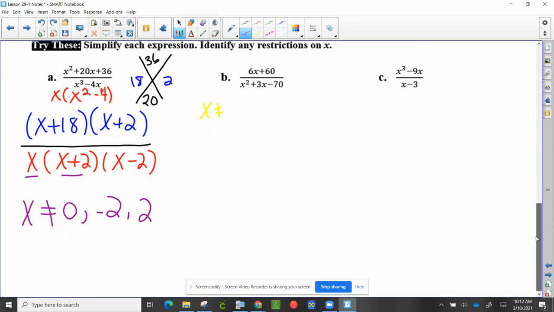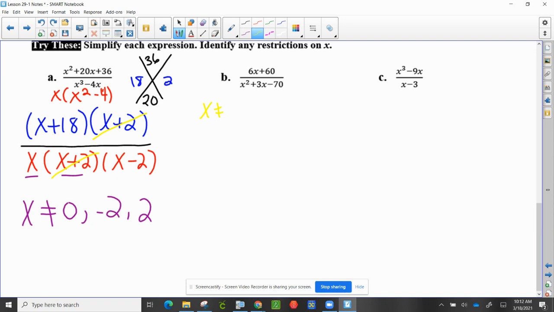Okay, now comes the simplifying part. So once I have my restricted values, I go back to my factored expression, and anything that's in common, we can cross out on top and bottom. So you're crossing out entire factors. So you can't just cross out like an x and an x. It has to be the entire expression.